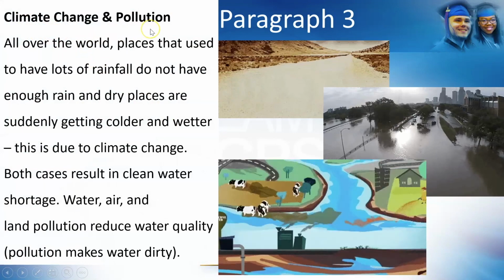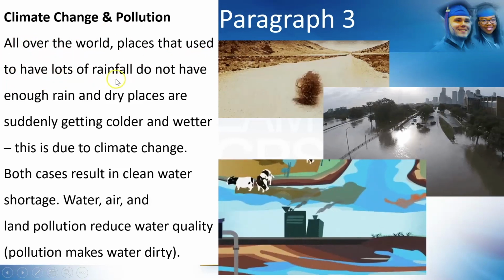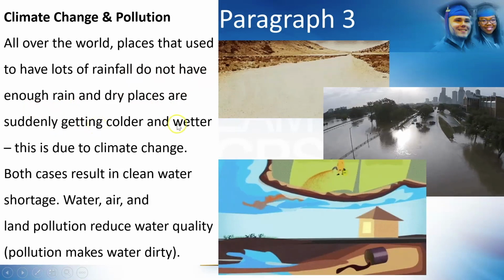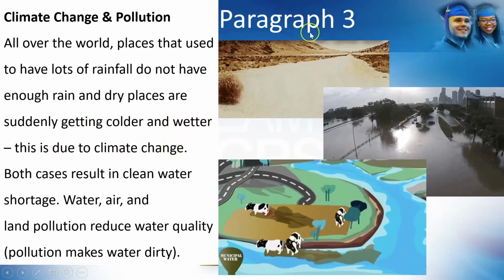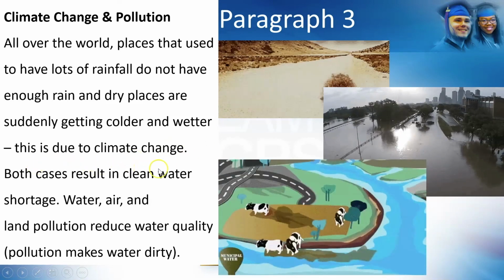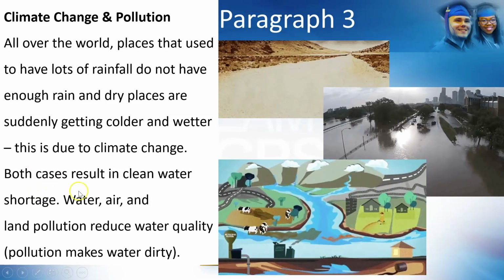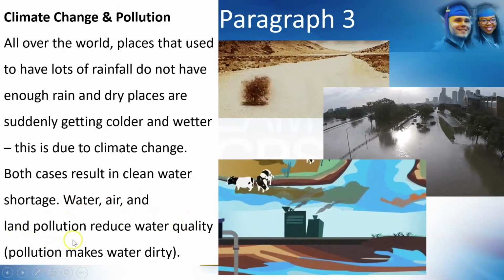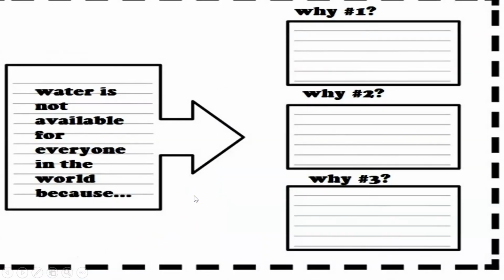Climate change and pollution. All over the world, places that used to have lots of rainfall do not have enough rain, and dry places are suddenly getting colder and wetter. This is due to climate change. So here we have drought and here we have flooding. Both cases result in clean water shortage, so not enough clean water. Water, air, and land pollution reduce water quality. Pollution makes water dirty, so there is not enough clean water to drink.